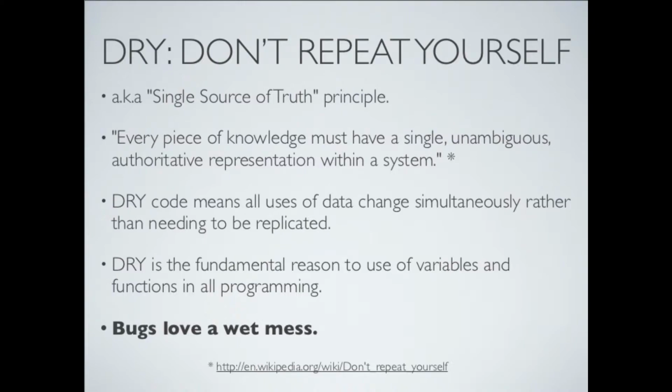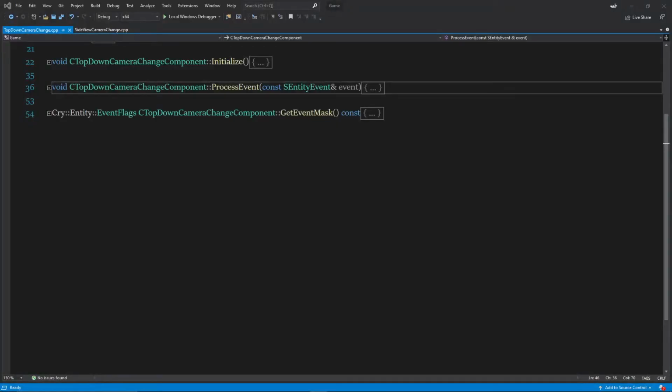Let's take a look at some code that violates D.R.Y. In this source, there are two classes I want to focus on specifically. That would be the top-down camera change and side view camera change classes. We aren't worried about the header files, just the code itself.